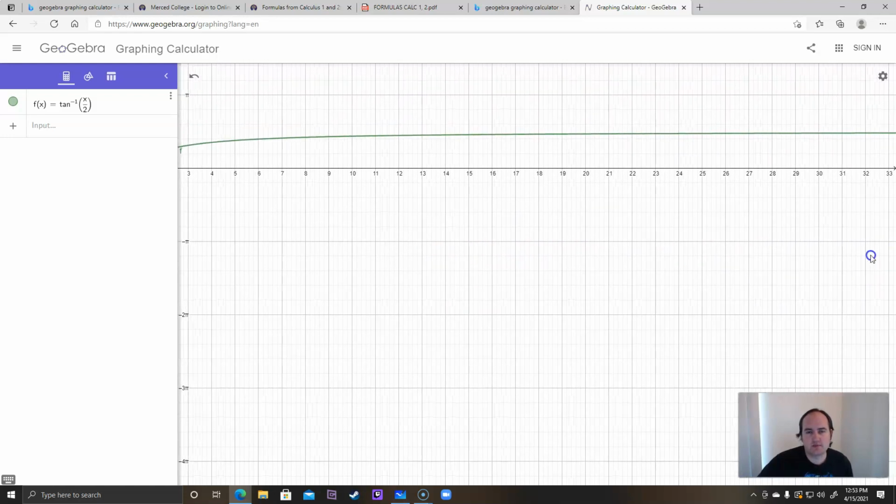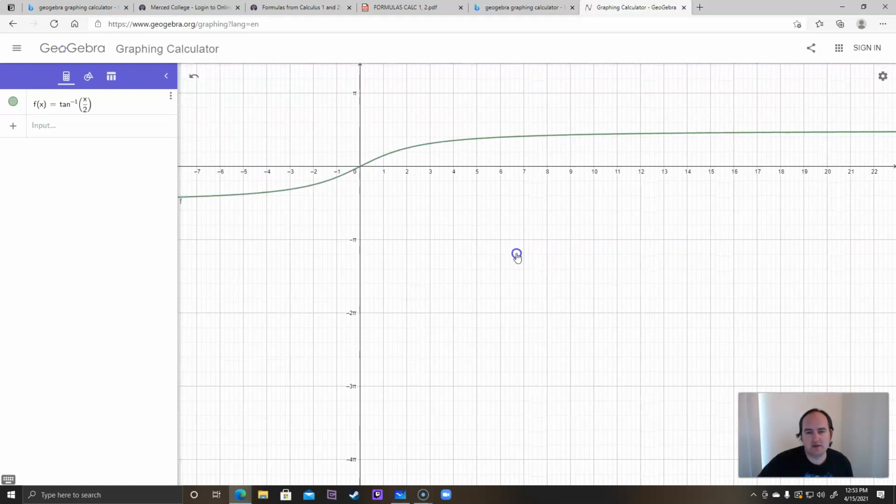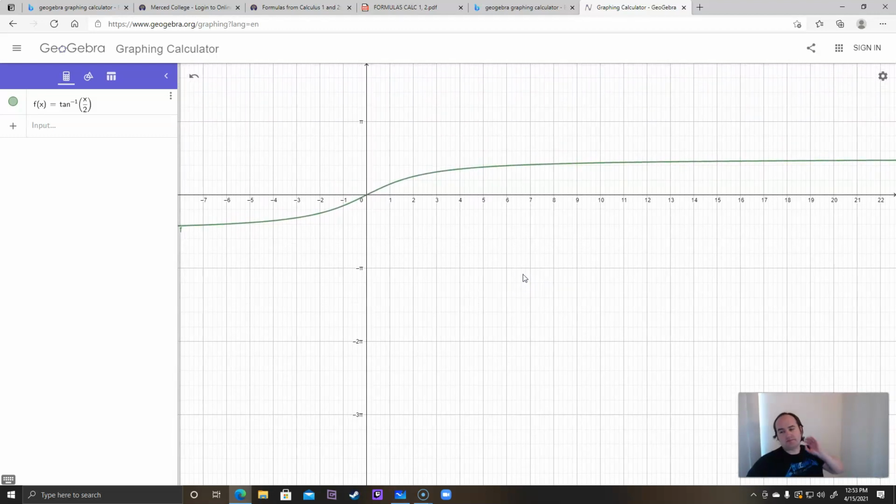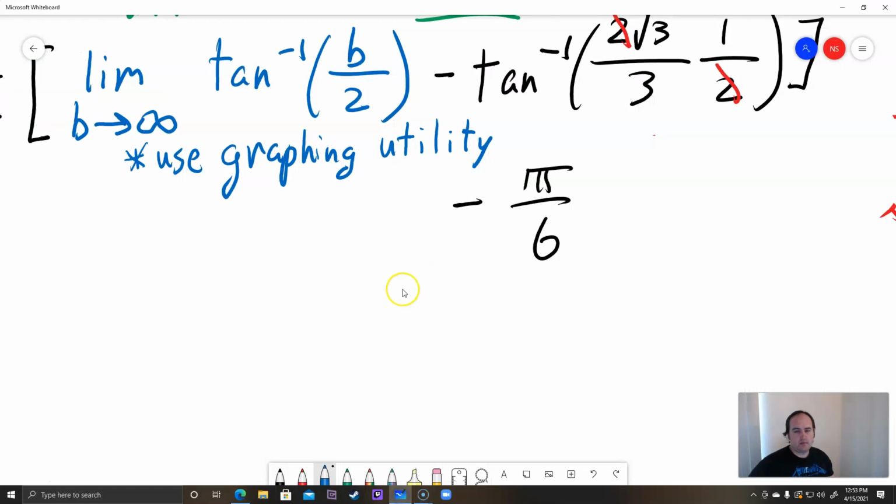Okay? So that's one nice way of calculating an infinite limit for a strange function like an inverse trig function, is to just do it graphically. So the limit as x goes to infinity of tan inverse of x over 2 is pi over 2, because infinity goes to the right, right? So positive infinity is to the right. Okay? So that means the limit as b goes to infinity of tan inverse of b over 2 is going to also be pi over 2.